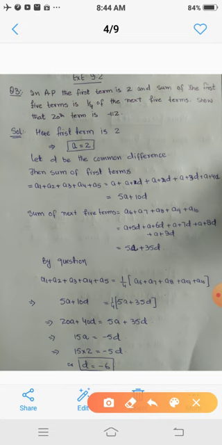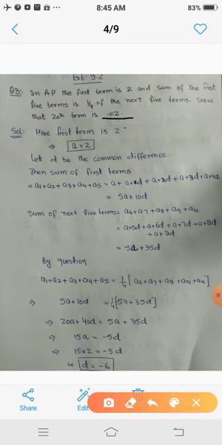the exercise 9.2. Now question number 3 of this exercise is: in an AP the first term is 2 and the sum of the first 5 terms is equal to 1/4 of the next 5 terms. Show that the 20th term of this AP is minus 112.